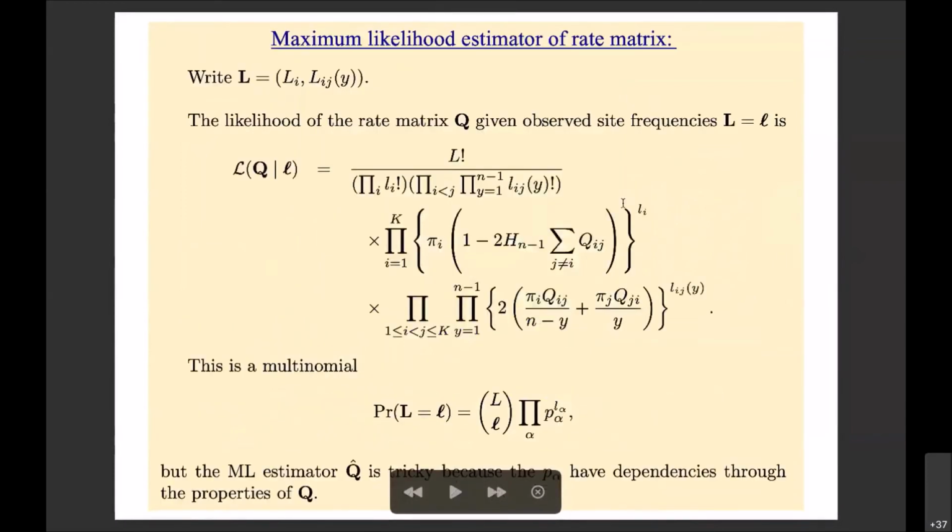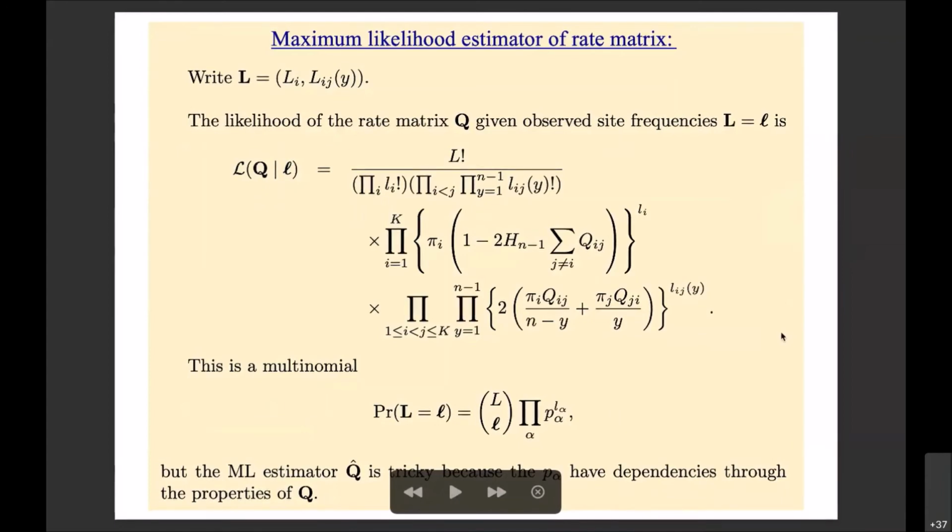Okay, so how do you do a maximum likelihood? Well, you've got to write down a likelihood. It's basically just the probability of seeing the particular combination L of these random variables for a given rate matrix Q. You turn it round backwards, so Q becomes the variable, and L becomes the parameter of your calculation, and you maximize as a function of Q.